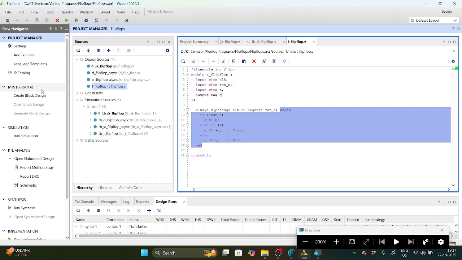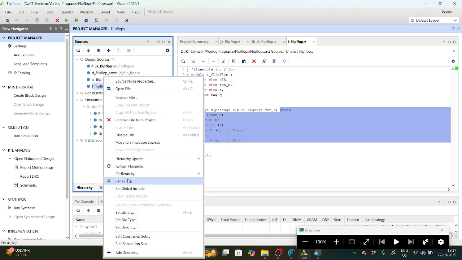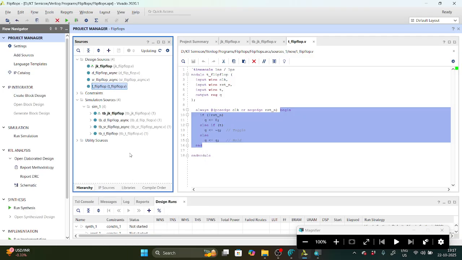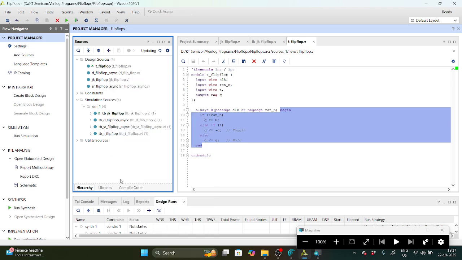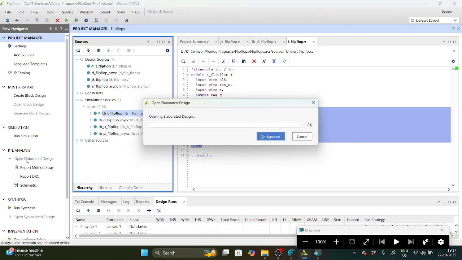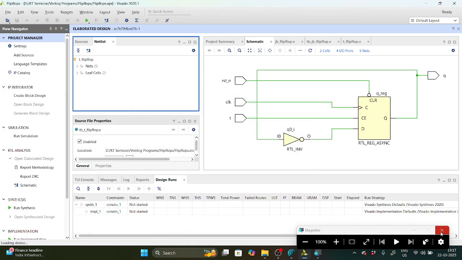Okay, and next coming to the test bench. Whatever I want to see as the design, right click, set as top module, T flip-flop. Similarly, I want to see the simulation part, that also you set as top module. And I want to see the elaborated design, so just go to RTL analysis and open the elaborated design. You can see the elaborated design.